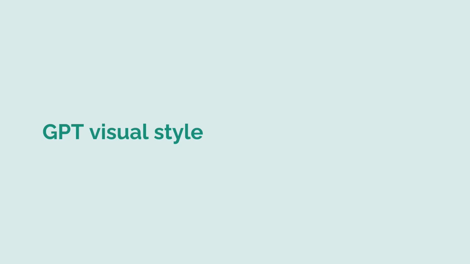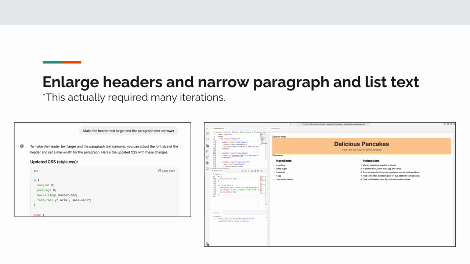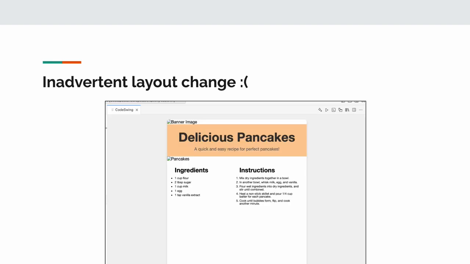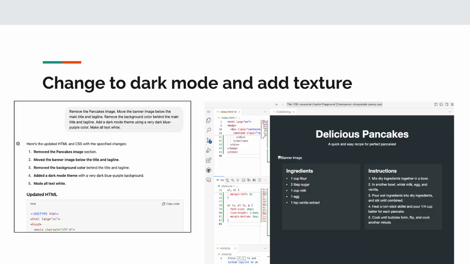After generating the layout recipe page, the next step was to update the visual style. For this step, I asked GPT to enlarge the headers and narrow the body text. But for some reason, modifying the text led to changing the page width. It was frustrating to have to manually troubleshoot that problem.